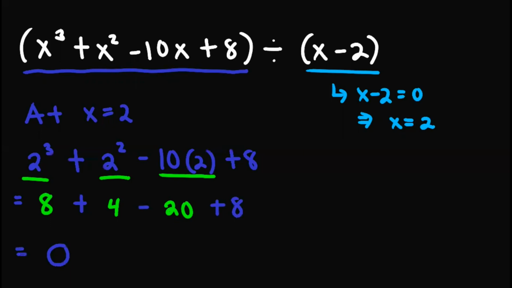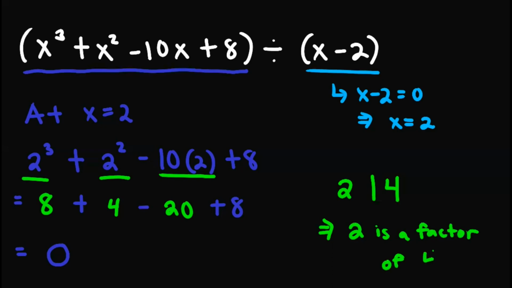And from here, since the remainder is 0, what does that usually mean when we talk about real numbers? For instance, if we have 2 and we divide 4 by 2, then we know that the remainder here is 0 since 4 is divisible by 2. We also know that this implies that 2 is a factor of 4. And the same idea applies in this one.